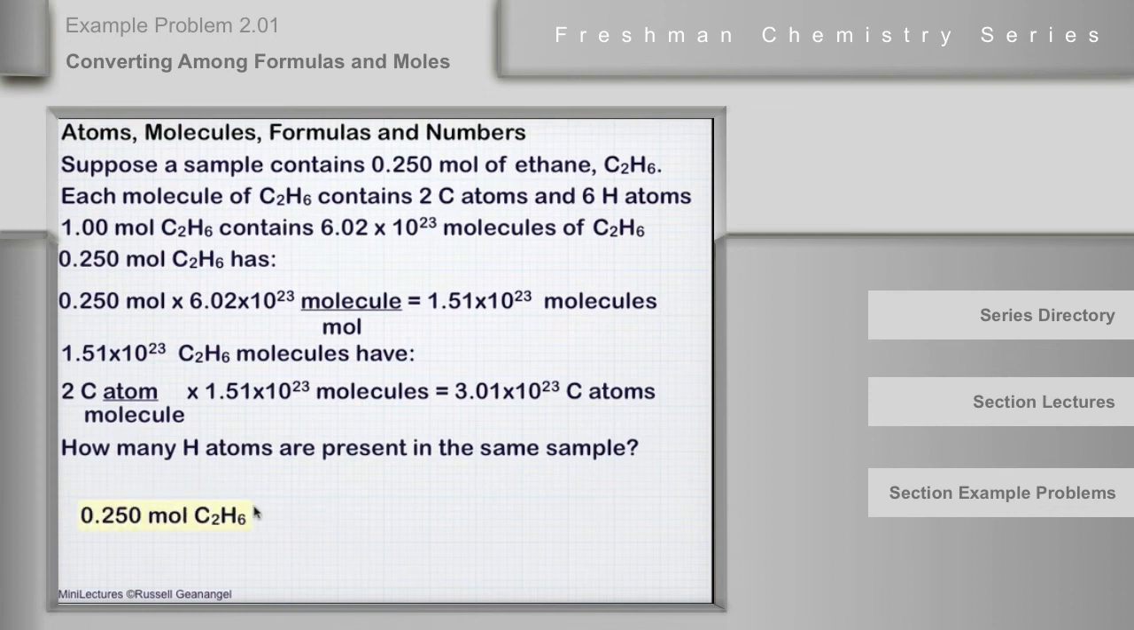So to review, 0.25 moles of C2H6 contain 1.51 times 10 to the 23rd C2H6 molecules using Avogadro's number, and 3.01 times 10 to the 23rd carbon atoms by taking advantage of the formula. The relationships that we see here are good for any molecules or compounds for which we know the formula.